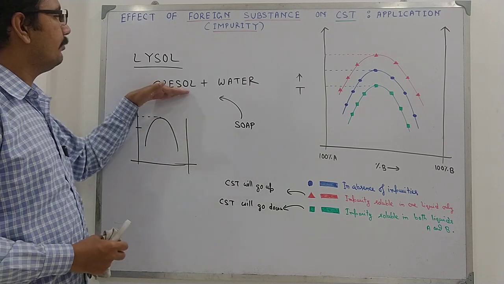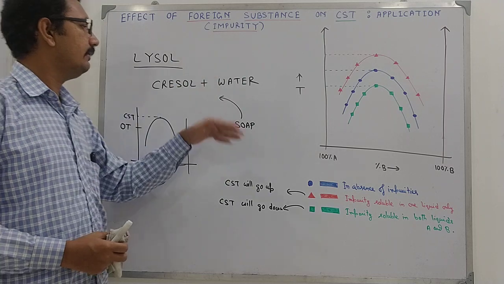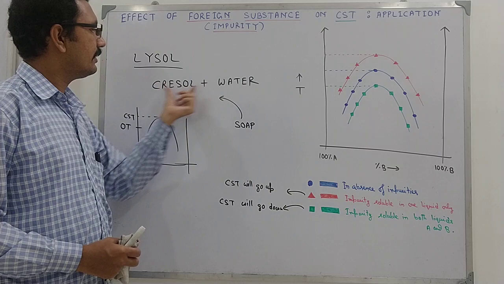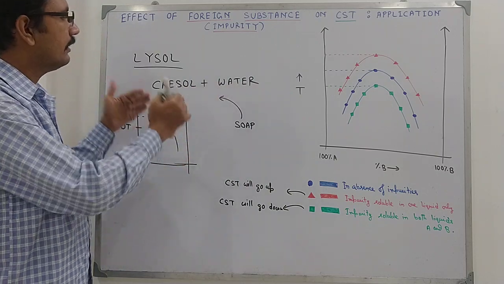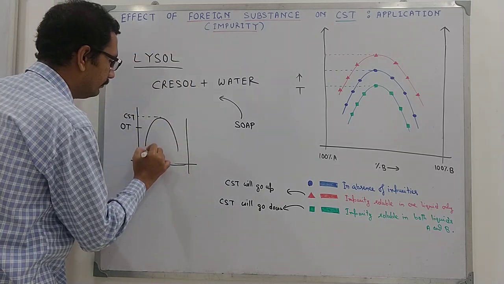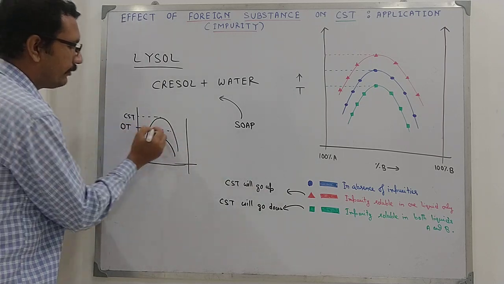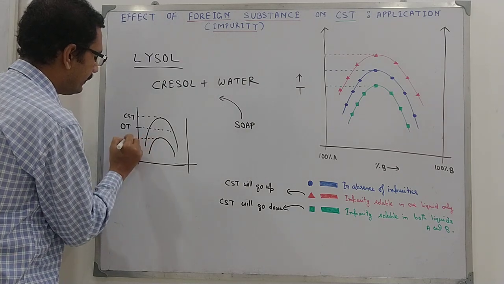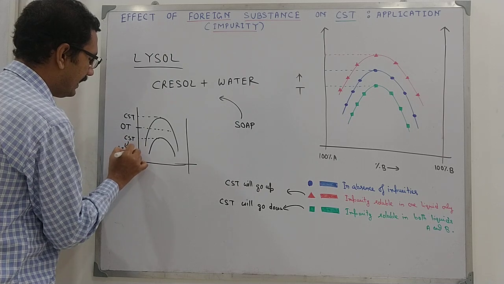Now soap is soluble in both cresol and water. So what it will do? It will increase the mutual solubility. It is soluble in both cresol and water, so it will increase the mutual solubility and the critical solution temperature will drop, and it will drop below this ordinary temperature. This is the ordinary temperature. Now when it drops below the ordinary temperature, this is the CST in presence of impurity, when impurity is added to it.